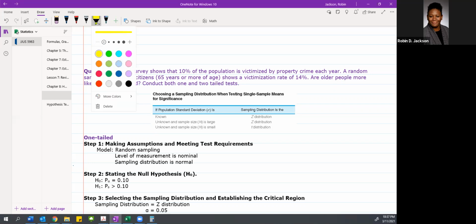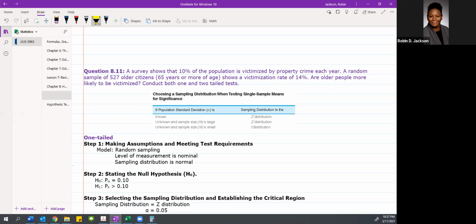So this question is basically saying a survey shows that 10% of the population is victimized by property crime each year. A random sample of 527 older citizens, 65 years or more of age, shows a victimization rate of 14%. They want to know, are older people more likely to be victimized? Conduct both one and two-tailed tests.